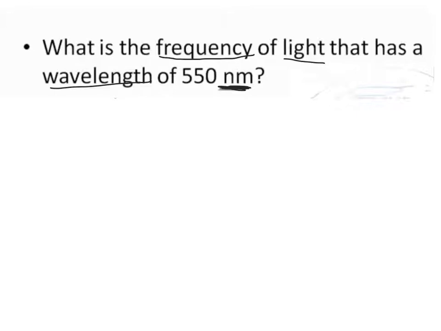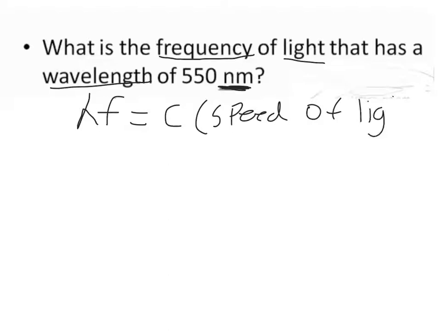Do we have an equation that relates those three things? And the answer is yes. It's the equation we just learned about. So it's wavelength times frequency equals c, the speed of light. Now I say, okay, I'm given a wavelength of 550 nanometers.